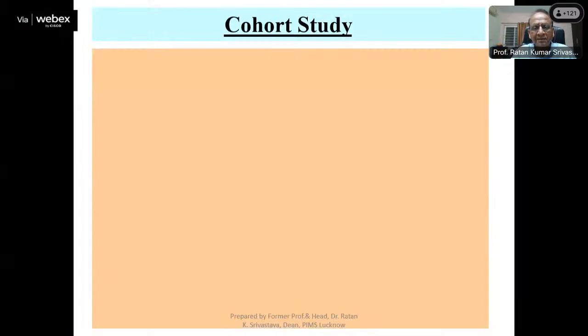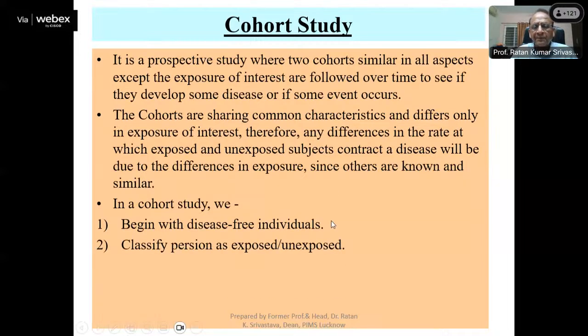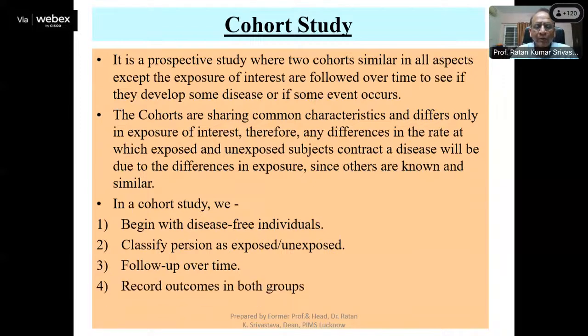I will make this correction because I will share this slide with you. So classify persons as exposed and unexposed because they are disease free. Then follow up over time and record the outcome in both groups. Some may develop disease in the exposed, some may develop disease in the unexposed. But if cigarette smoking is the cause of hypertension, then in the exposed, a greater number of cases will develop hypertension, and in the unexposed, fewer cases will develop hypertension, because there may be other causes also, genetic causes. And we compare outcomes using a suitable measure.